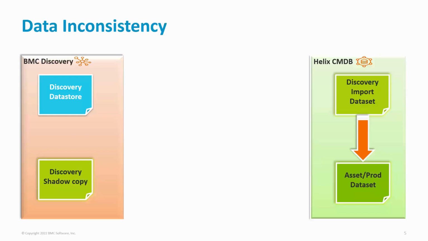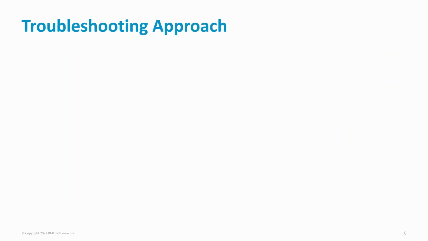In coming slides, we are going to talk about the troubleshooting approach and tools to make sure that we maintain data consistency between the shadow copy and the data that is available in the import dataset. Let's start with the troubleshooting approach.